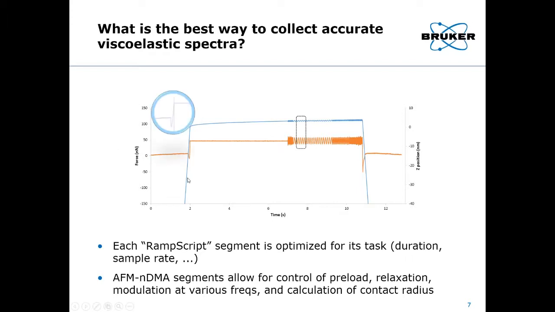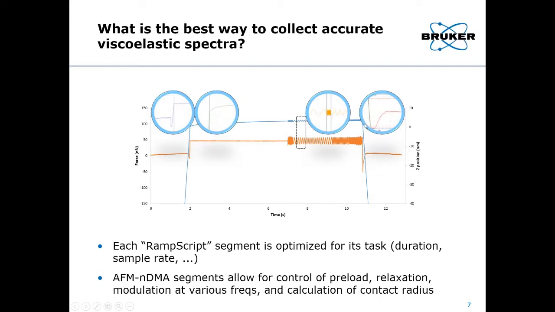In this data set, we approach the surface and we come into contact, so that's one segment right there, the approach. And then we do a stress relaxation segment where we just hold the force constant. And then we apply various different modulation frequencies. And then we retract the tip from the sample, and so we can do our contact radius fit.